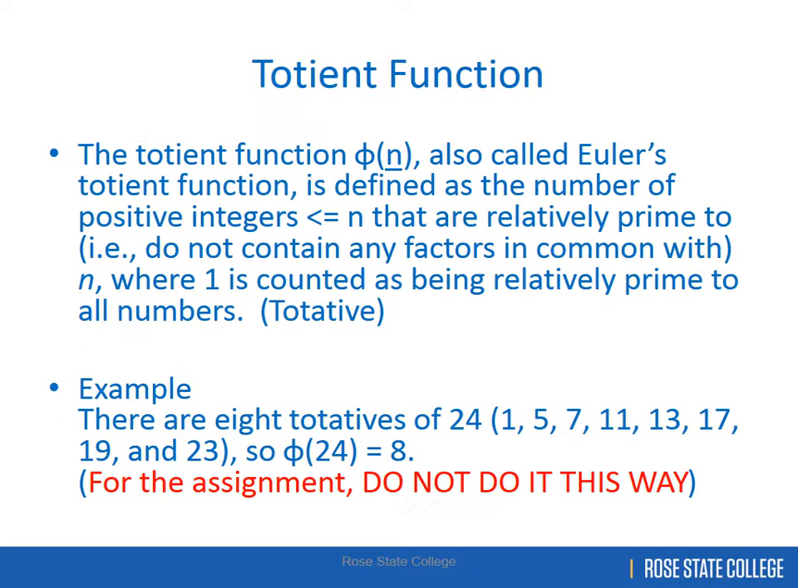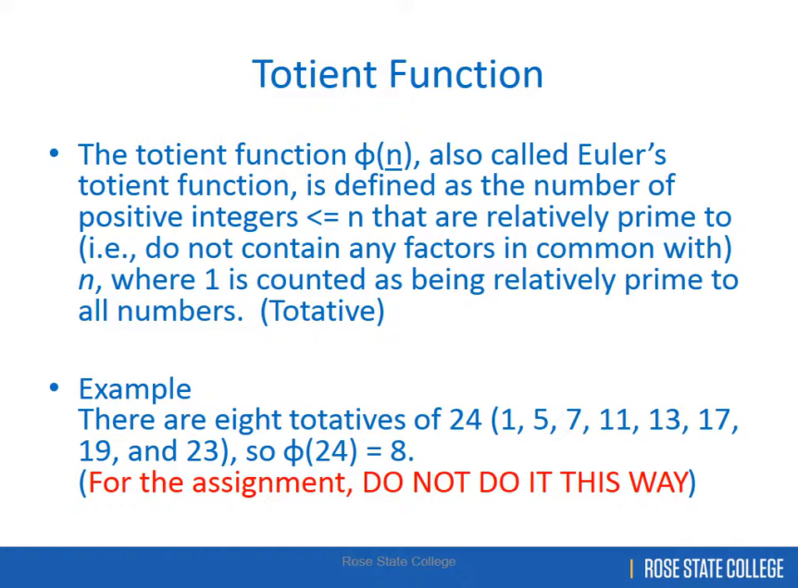Okay, the totient. What the totient is. The totient function, also known as Euler's totient function, is defined as the number of positive integers less than or equal to n that are relatively prime to it, that do not have any factors in common with it. So there are 8 totatives relatively prime to 24. So the totient of n would be 8. Do not do it this way for the assignment. I added that because of last semester.